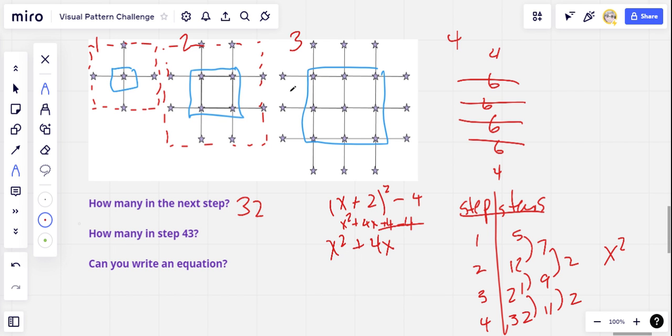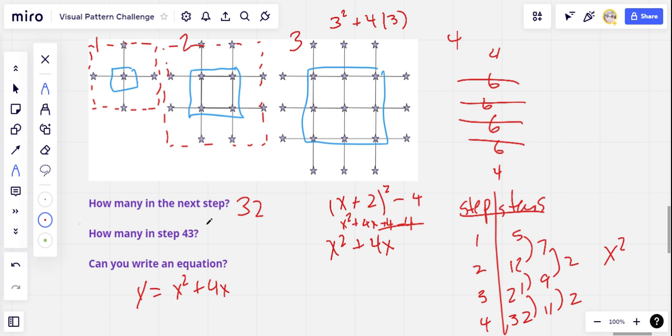Let's just test it with one of these. I'm going to plug in step 3. So this would be 3 squared plus 4 times 3. So 3 squared is 9, and 4 times 3 is 12. 9 plus 12 would be 21, and yes, that's exactly how many we have in step 3. So I think our equation is y equals x squared plus 4x.